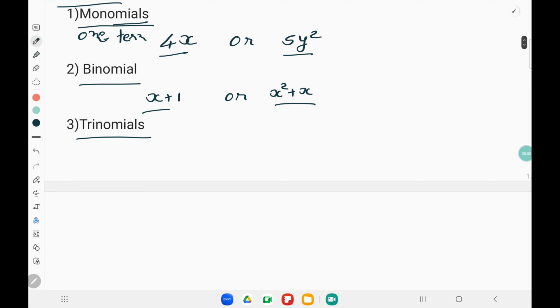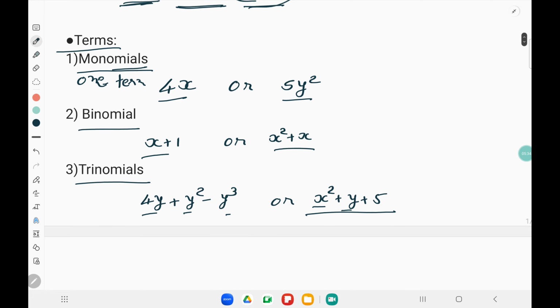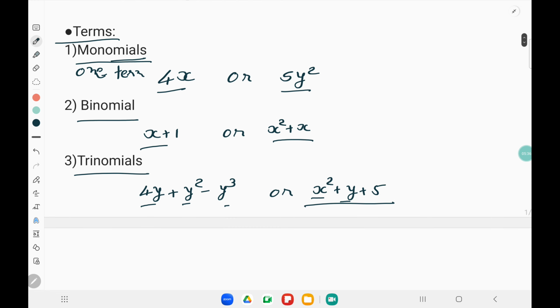And trinomial. Of course, now you understand tri means 3, mial means term. So if it has 3 terms, let's say 4y plus y square minus y cube, that is a trinomial. Or if I say x square plus y plus 5, that is also a trinomial. Doesn't matter how many variables, same variable or different variable, whether the power is there or not, doesn't matter. What matters is the number of terms. When we separate the polynomial according to the terms, we just count the number of terms.